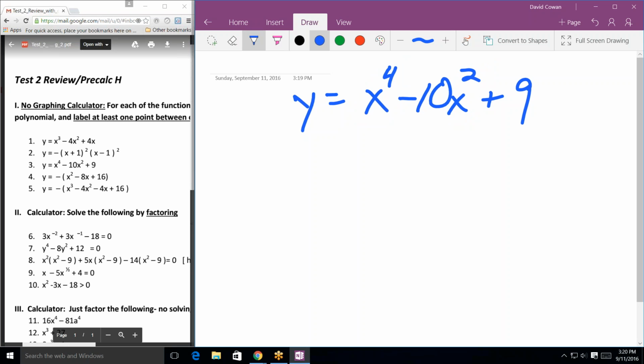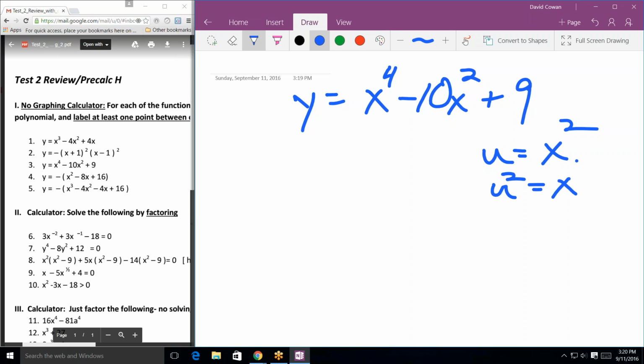And the best way to do that is to use something called U substitution. Have you heard of this term, U substitution? No, I haven't. Well, get used to it because you're going to get it more and more when you get into calculus. If I let u equal x squared, which makes u squared equal x to the fourth, then what I'm really looking at here is u squared minus 10u plus 9.